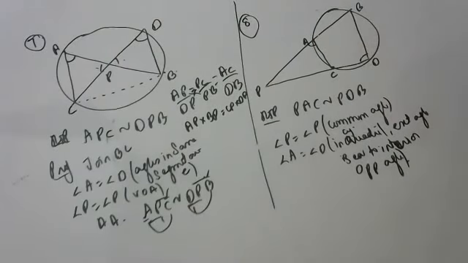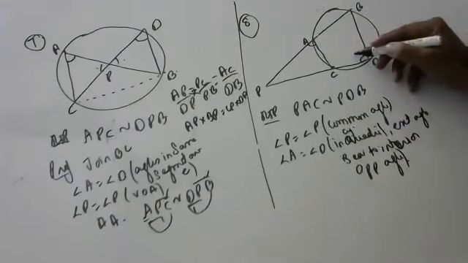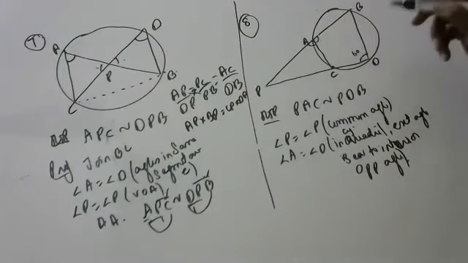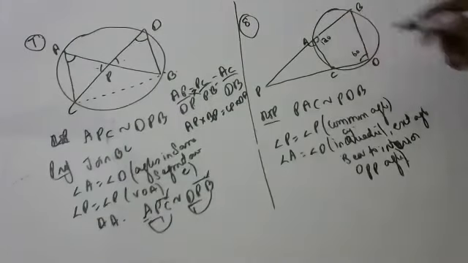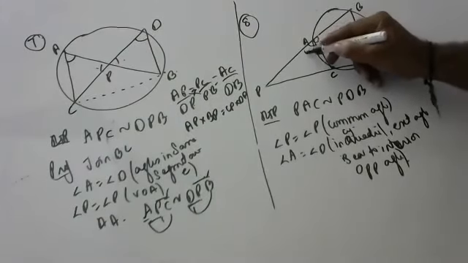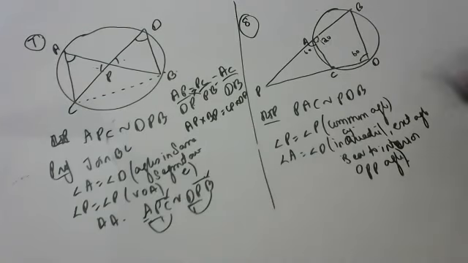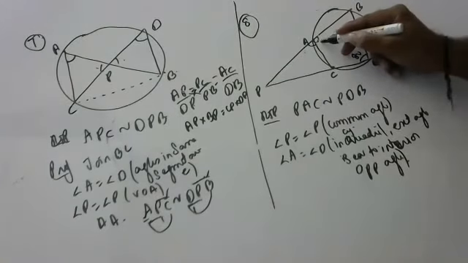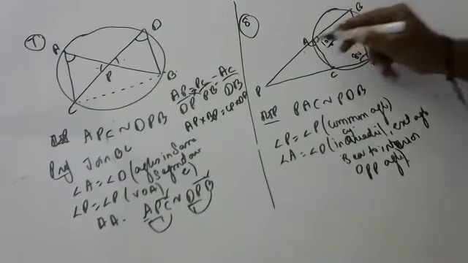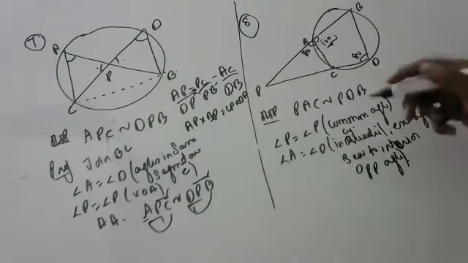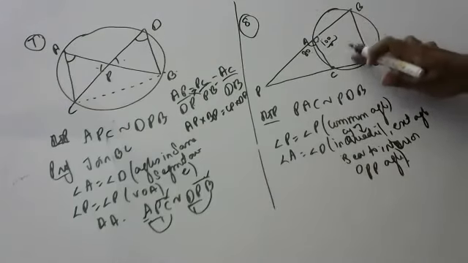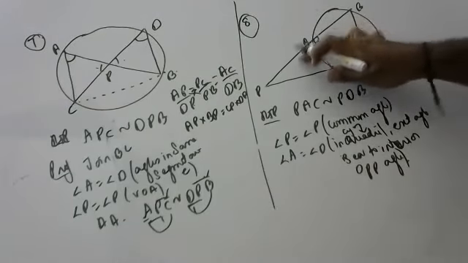You may ask how, sir? I will show you. If this is say 60, in a cyclic quadrilateral opposite angles are supplementary, so this will be 120. If this is 120, by linear pair, this is 60. Those who didn't understand, again: if suppose this is 80, this will be 100. If this is 100, by linear pair, this is 80. So in a cyclic quadrilateral, the exterior angle is equal to the interior opposite angle.